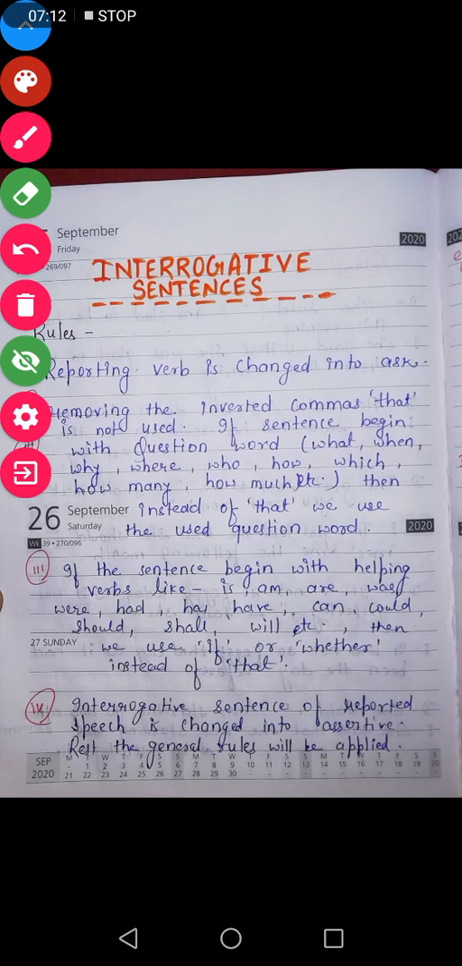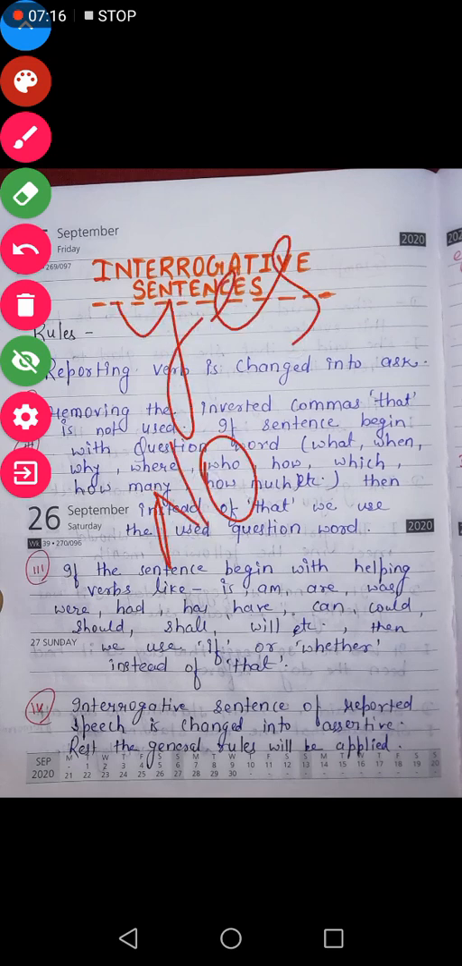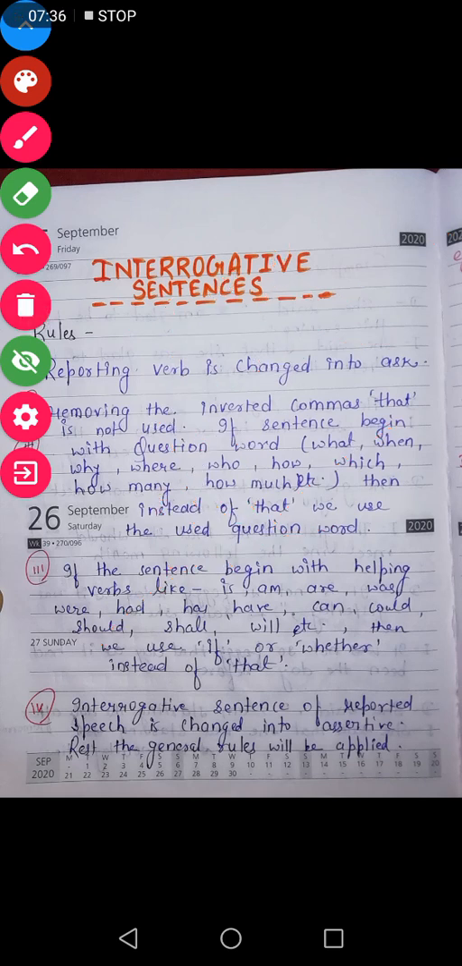Then what will you say? Either you will say yes or you will say no. So this kind of sentence is called a yes-no question. If I ask you, are you a boy? What will you say? If you are a boy you will say yes. If you are a girl you will say no. So this sentence is a yes-no question sentence, right? So I hope you have understood it.